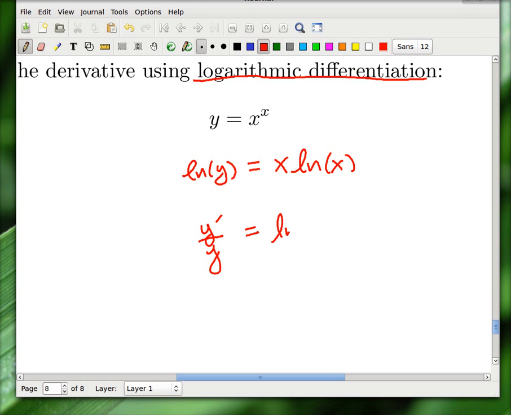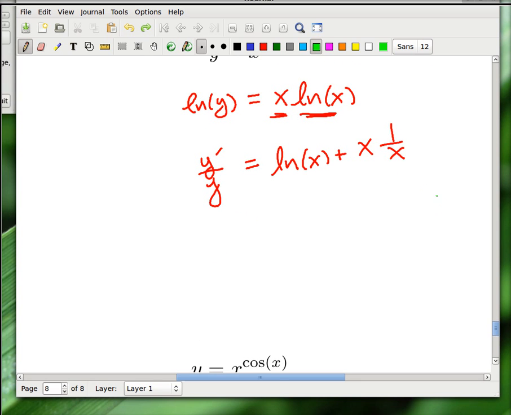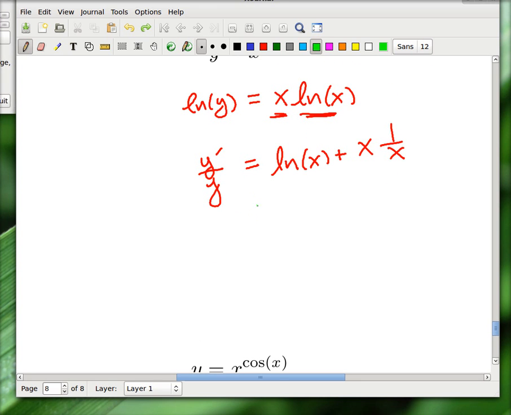So first you've got natural log, because I'm calling this f and this is g. So f prime is 1, plus, now you've got x times 1 over x. Okay. And of course, x and 1 over x cancel, and this last part becomes 1. So this is equal to ln x plus 1.